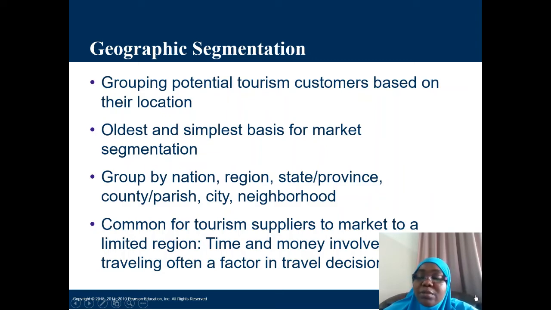It's common for tourism suppliers to market a limited region. It's very easy for them when they segment their market, then they'll be able to target a particular region. The time and money involved in traveling is often a factor when it comes to travel decision making.